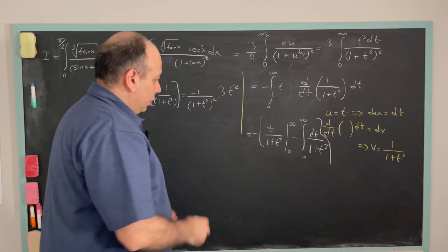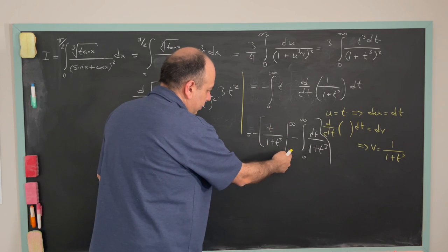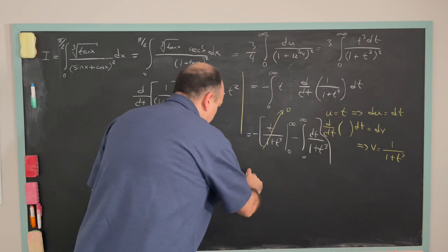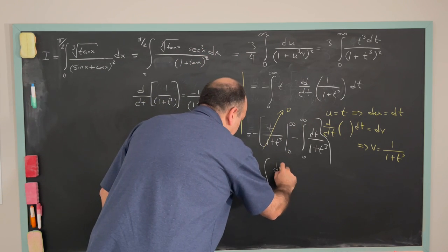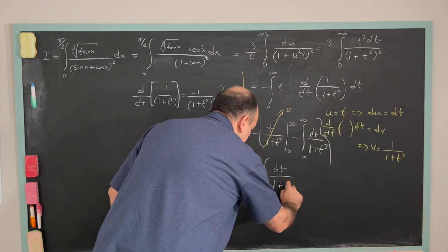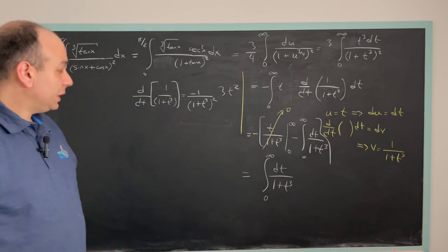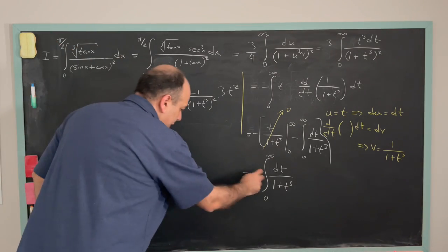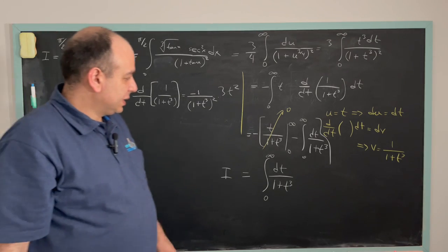Okay. So if we look at the limits here, when t goes to infinity, this term is 0. When t goes to 0, this is 0. So this is nothing but 0. So altogether, when I combine them all, the integral that I want to calculate is dt over 1 plus t cubed from 0 to infinity. So in the end, the answer to this is nothing but the answer to that, okay? dt over 1 plus t cubed.